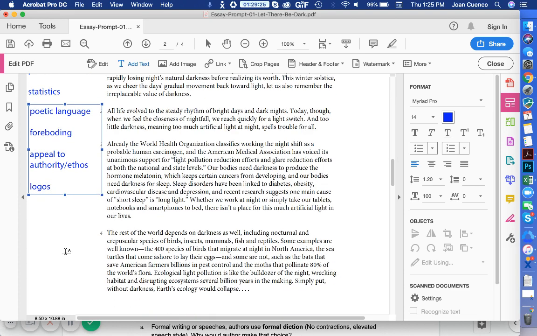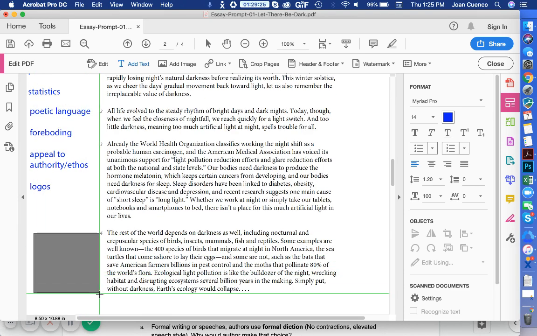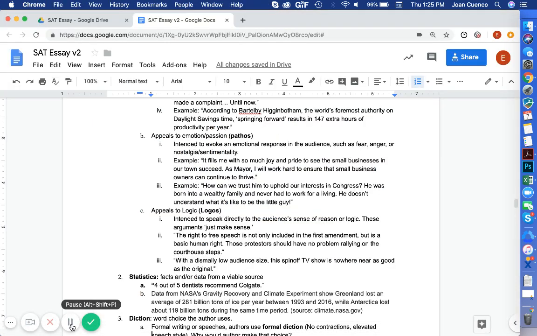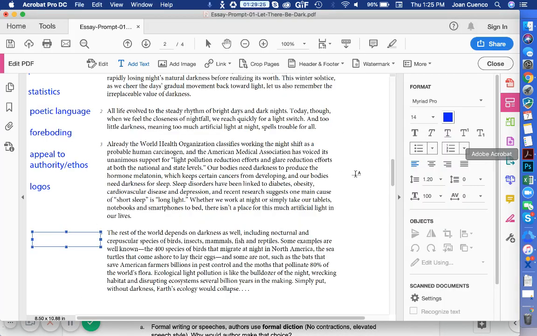Okay, let's move on to paragraph 4. Okay, the rest of the world depends on darkness as well. This is paragraph 4 now. So nature. So again, this is data. This isn't really as much statistics, but these are facts. So this is more like Logos.